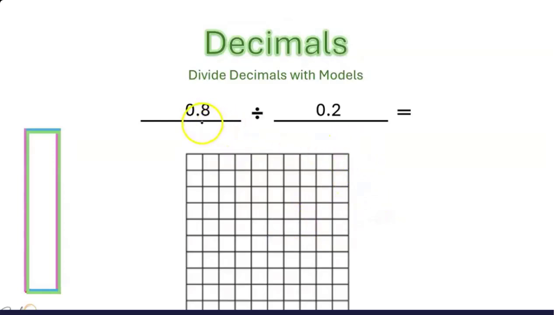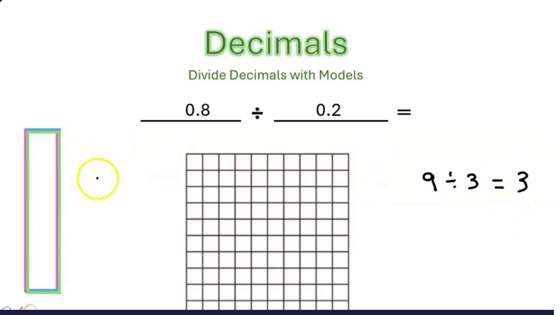So this is telling us 8/10 divided by 2/10. In other words, if you have, say, 9 divided by 3, you want to know how many 3's go into 9. And 3, 6, 9, there's 3 of them. So the answer is 3. So that's what we're doing here.